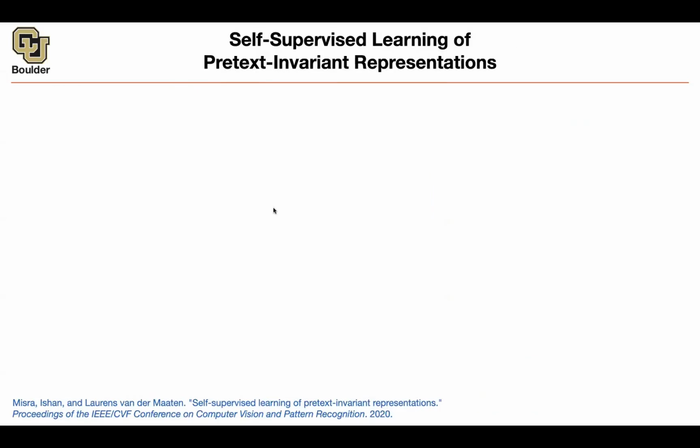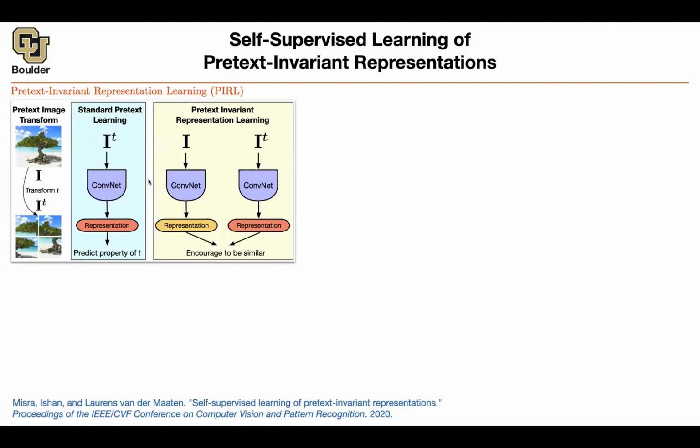Let's move on to pretext-invariant representations. Before contrastive learning or deep cluster, there were these set of methods that would say, I'm going to take an image, reshuffle it, and then the task of the network is to take the reshuffled version of my image, and then perhaps solve a corresponding jigsaw puzzle.